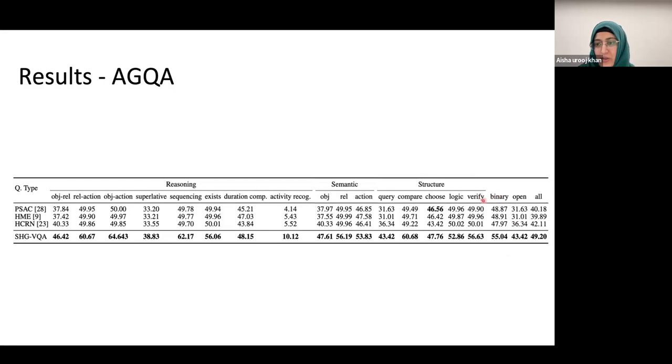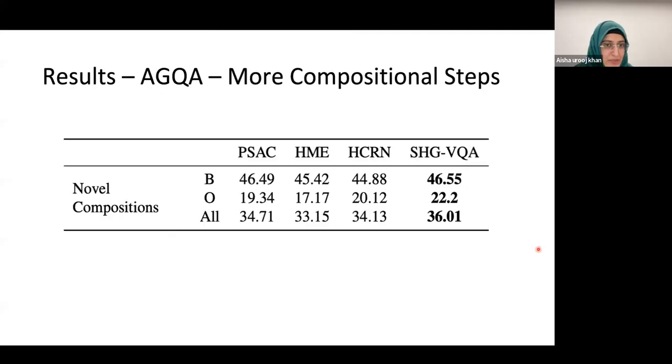And then we could split all questions based on binary questions. Binary means that the answer to the question will be either yes or no. Again, an open-ended question is where you simply ask a question and the answer could be anything. And overall, we saw a significant gain.